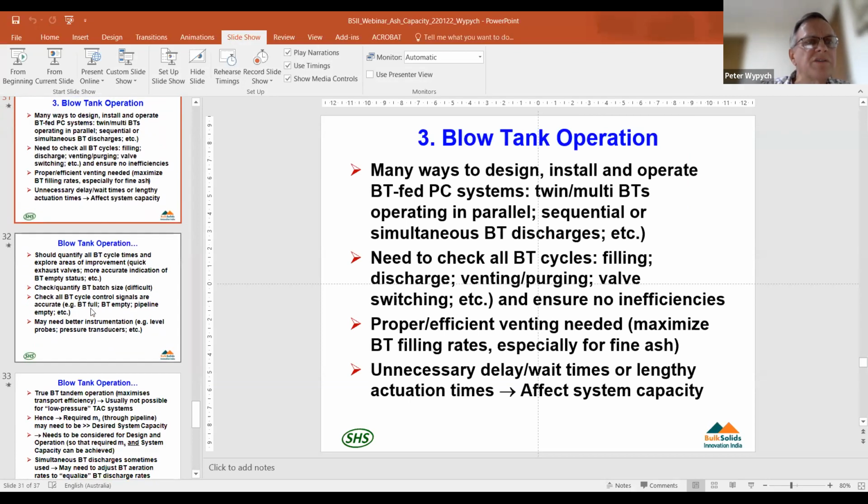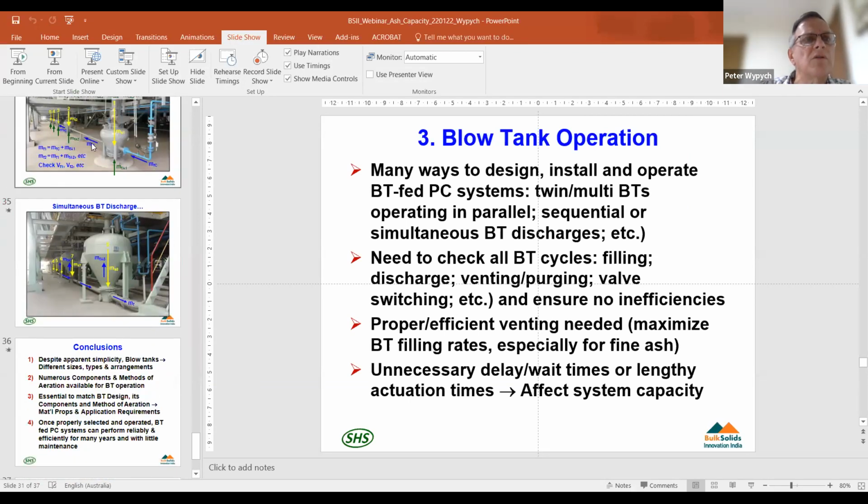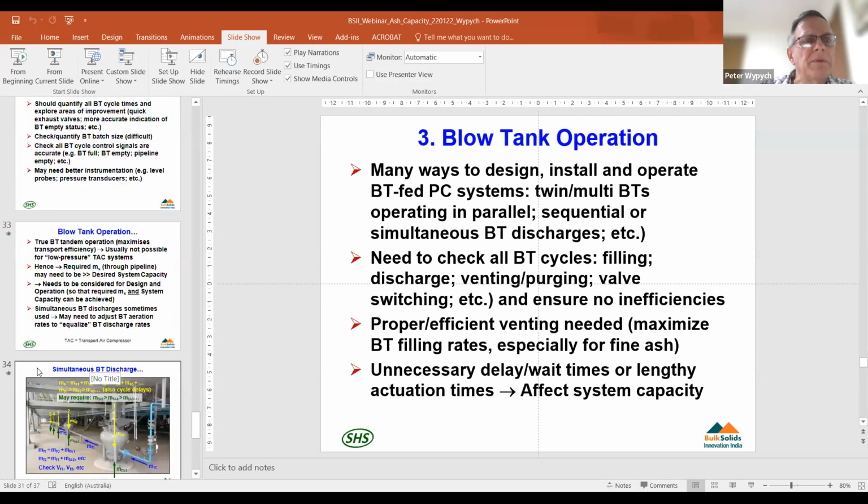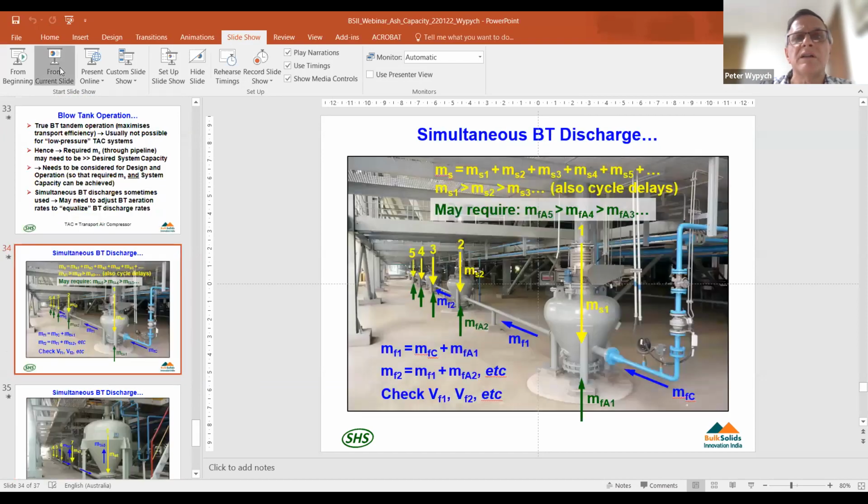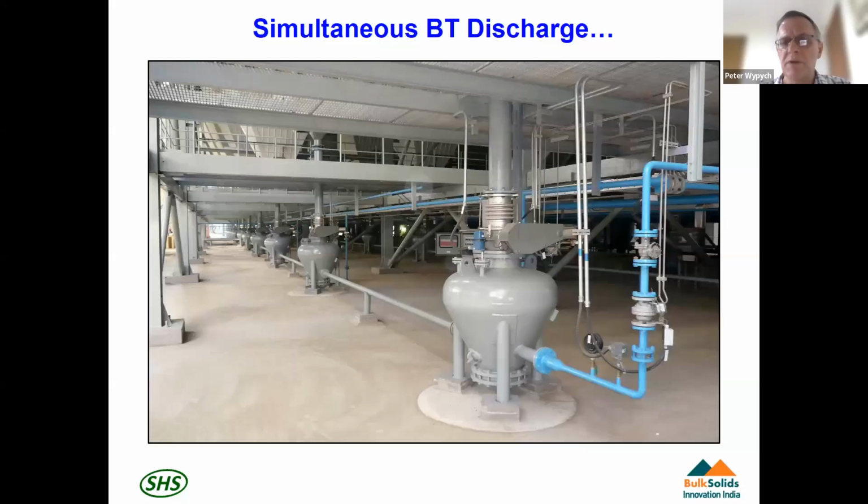Blow tank operation, yeah, some important issues there. Just a couple of interesting things. I'm not sure how much of this is done in India, simultaneous blow tank discharge. So here we've got the conveying air from right to left. We've got 8 blow tanks that discharge simultaneously at the one time. So it collects all the ash from whatever field this is, 1, 2, 3, or whatever, and it all simultaneously discharges. So we have aeration on the bottom there. These are side discharge blow tanks.